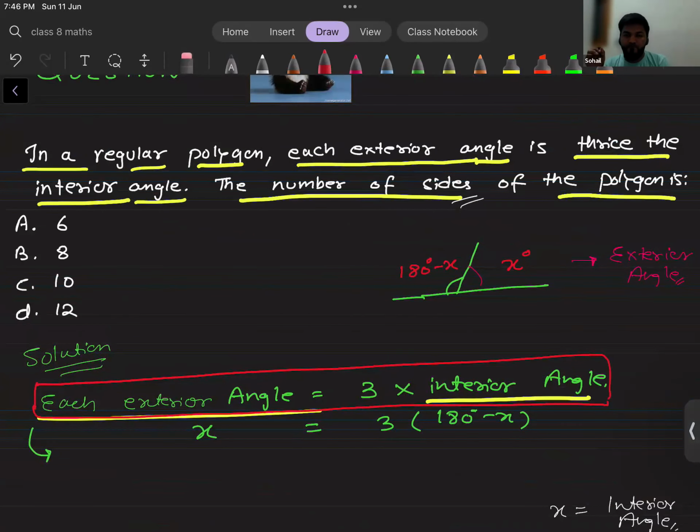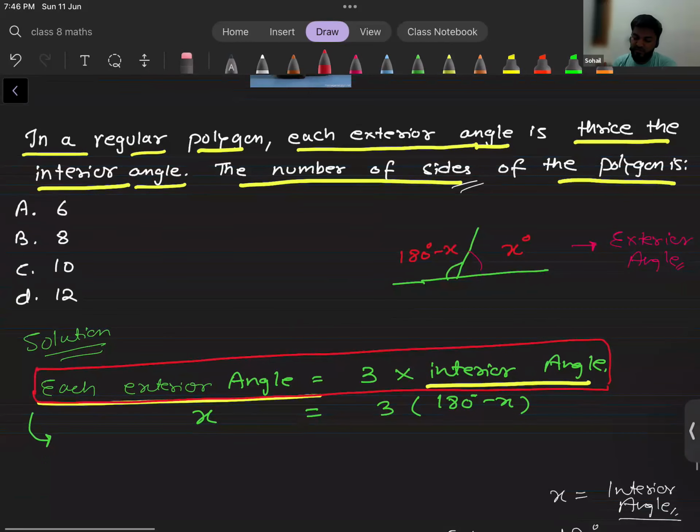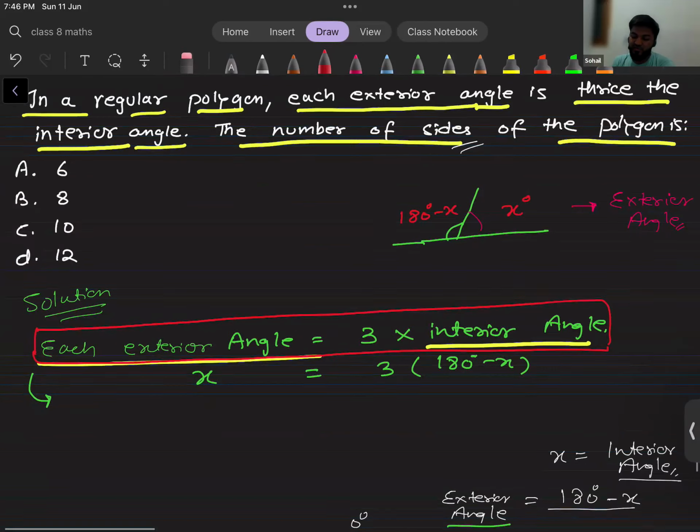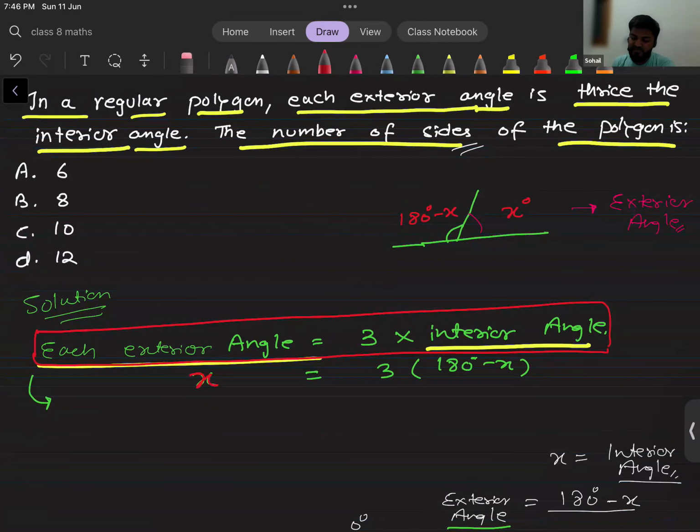In a regular polygon, each exterior angle is thrice the interior angle. The number of sides of the polygon is? Yes, that is what we have to do. So the exterior angle we assumed as x degrees, so the interior angle is going to be 180 minus x. As per the question, each exterior angle, that is x, is thrice the interior angle, that is 3 times the interior angle. So we actually need to multiply this here, 3x, then it will be equal.